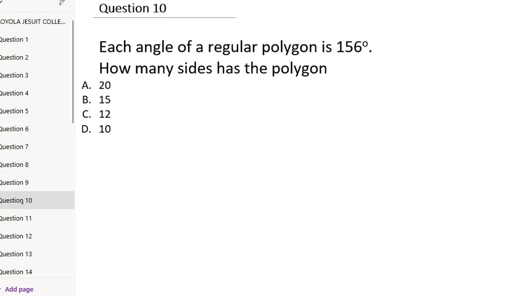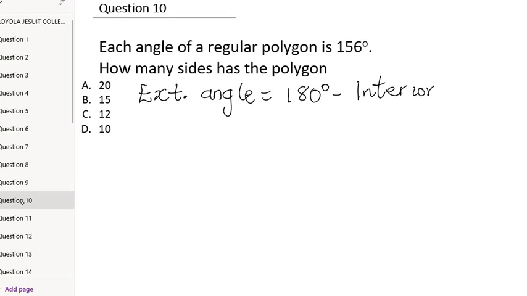Question 10. Each angle of a regular polygon is 156 degrees. How many sides has the polygon? The first formula that will be used in the question is to calculate the exterior angle. If you want to find exterior angle, let me abbreviate this. Exterior angle equals 180 degrees minus interior angle. Yeah, is how to find exterior angle.